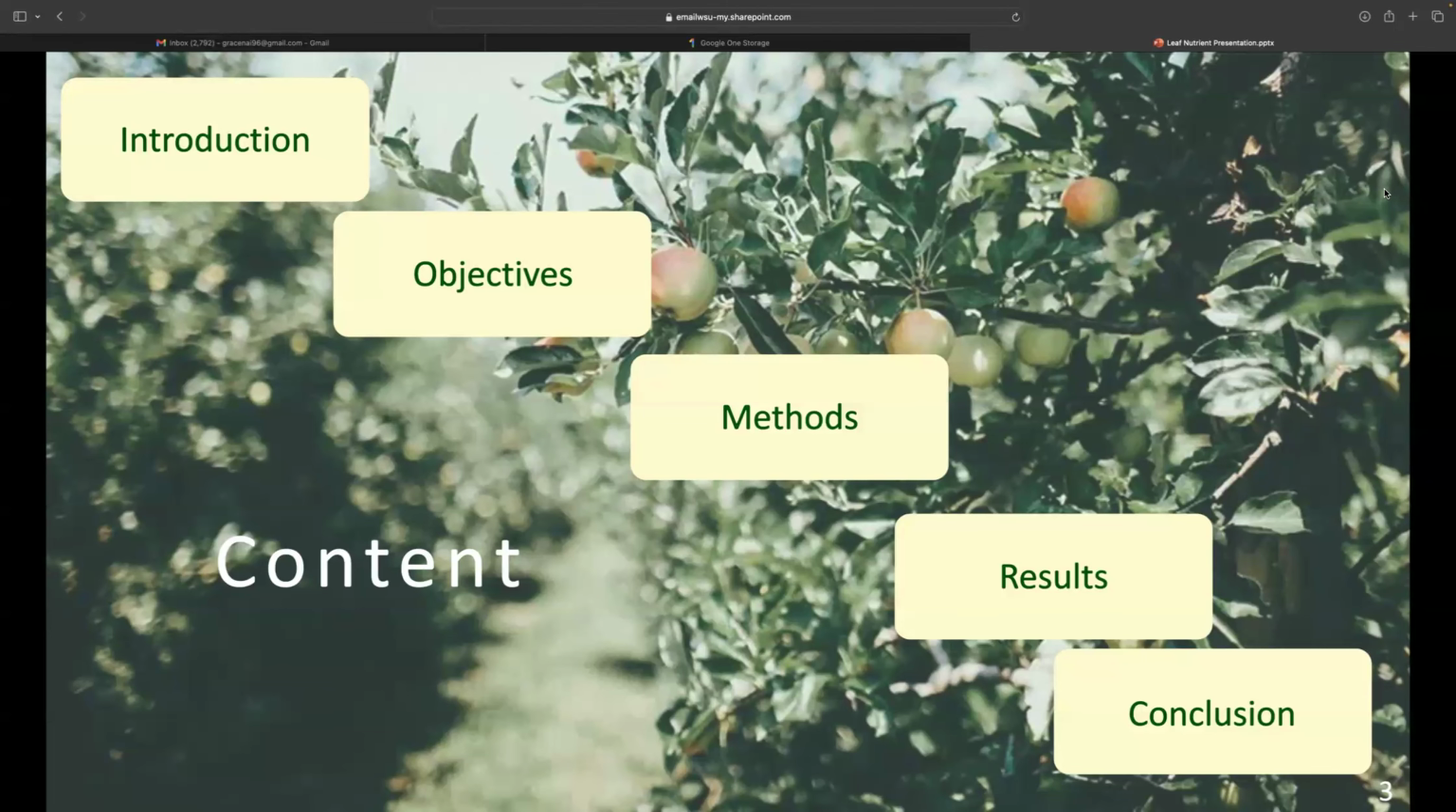These are the contents. As we go along, I will do the introduction of my project, the objectives, the methods that I used, results, and conclusion at the end.